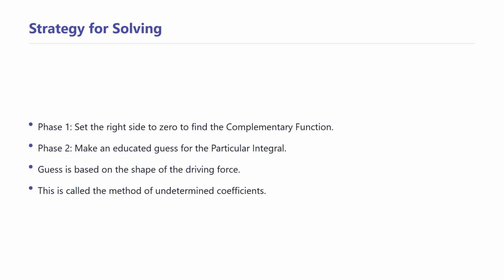We do this by making an educated guess based on the shape of the driving force. For example, if the driving force is an exponential function, we guess an exponential solution with an unknown constant. This is formally known as the method of undetermined coefficients. Finally, we add the two results together.